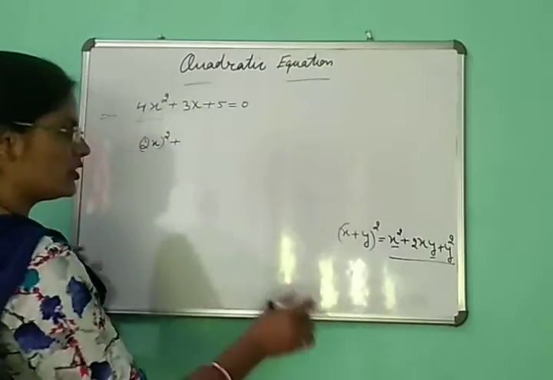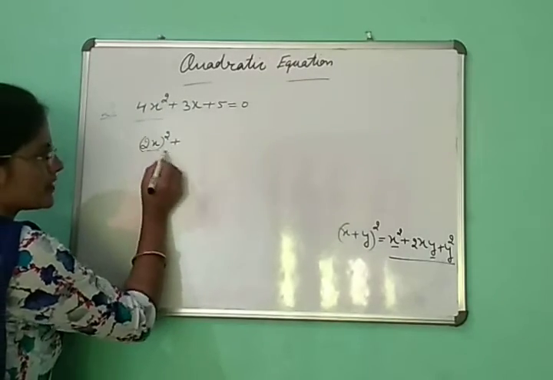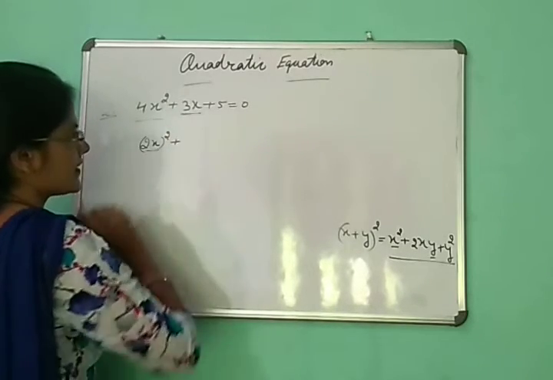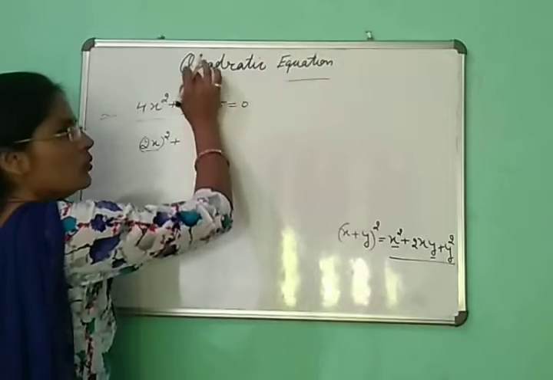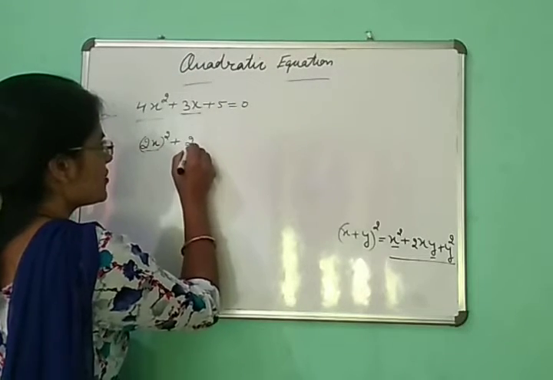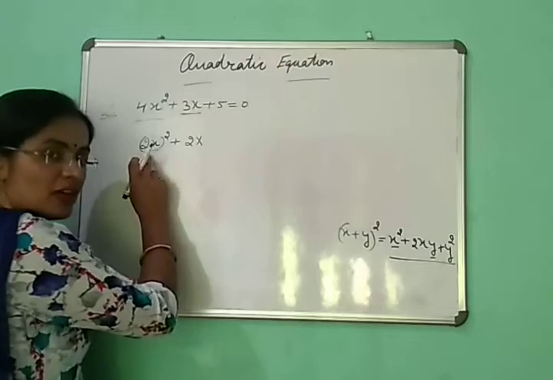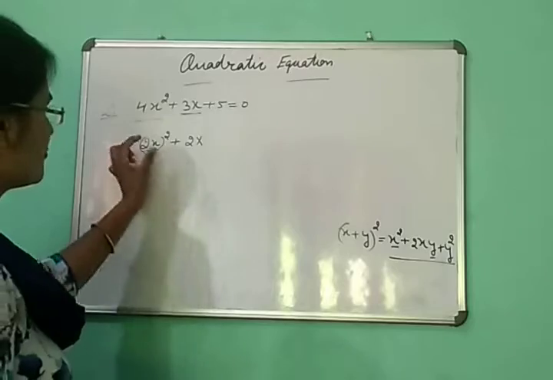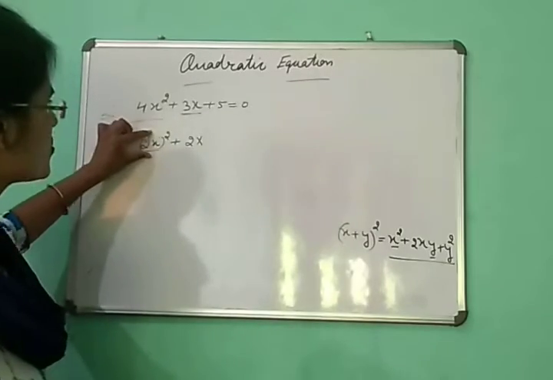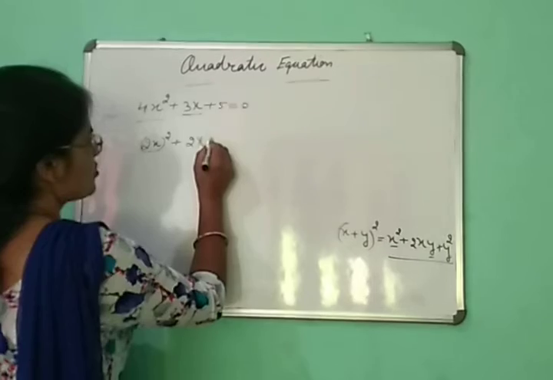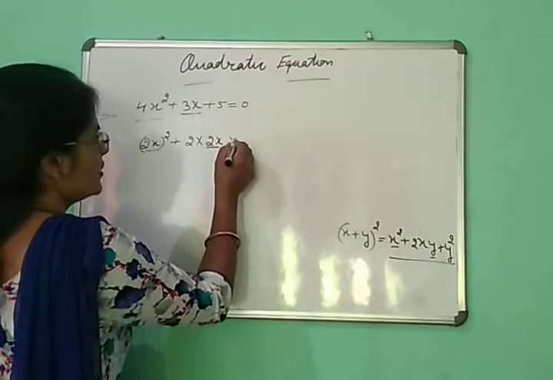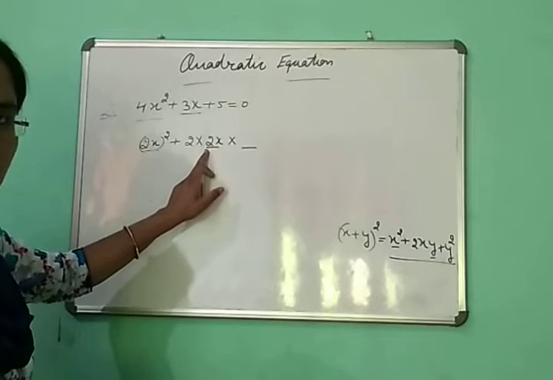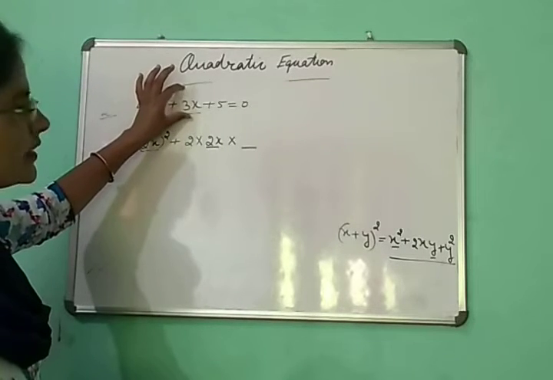So when we use this, our first term is 2x. What is the value of the second term? In our term with x, we have to make this term 2xy. So simply write here 2. The first term is 2x, so 2 into 2x into our second term. When we multiply this, we get 4x. But our term is 3x.